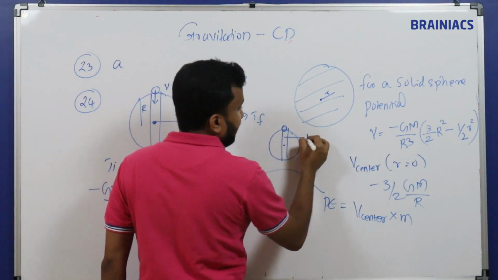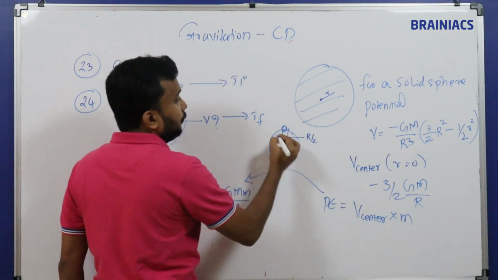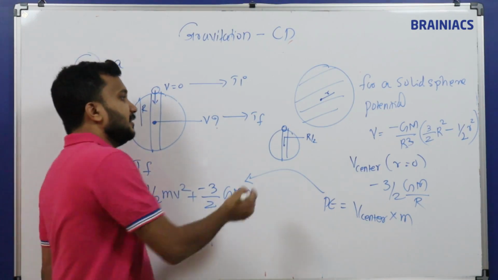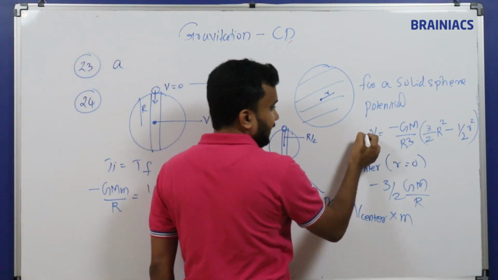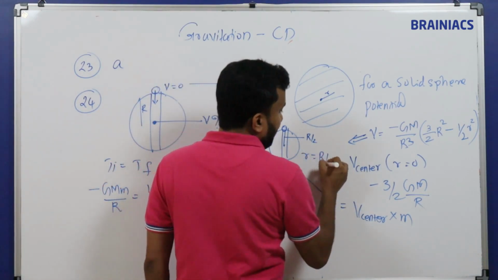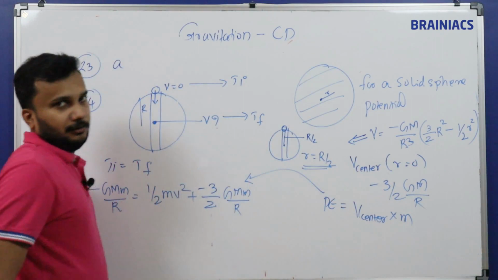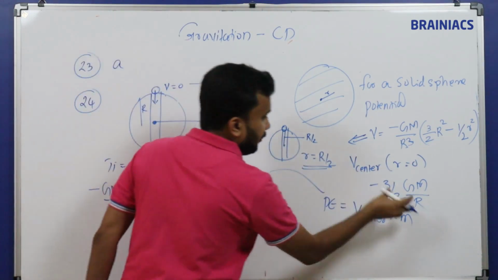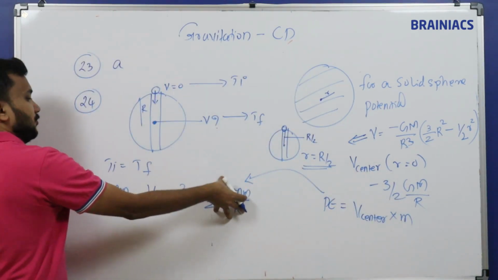So what is the velocity when it reaches a distance of r by 2 from the center? R by 2 from the center means r by 2 from the top also. So in this case, the same formula you have to apply. You have to find potential where small r equals capital R by 2. You have to substitute and solve. Once you solve, you get the potential, you have to multiply it with m, and substitute here.